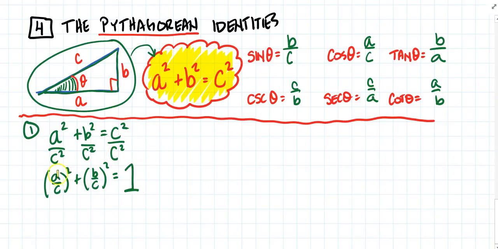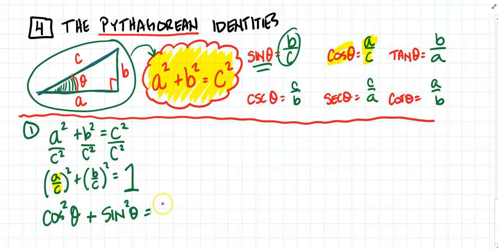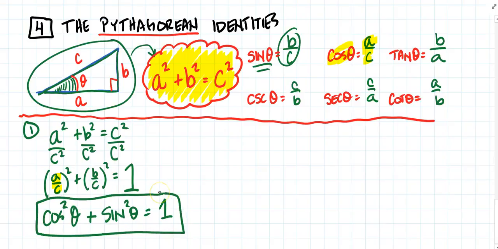Now ask yourself, what is a divided by c? A divided by c is a value of cosine. But notice it's squared, so I write cosine squared of my angle theta, plus, look at b over c. b over c is sine. Sine squared of theta is equal to a value of 1. And that right there is probably the most important trig identity that we have. Cosine squared of an angle plus sine squared of that same angle has to be a value of 1.